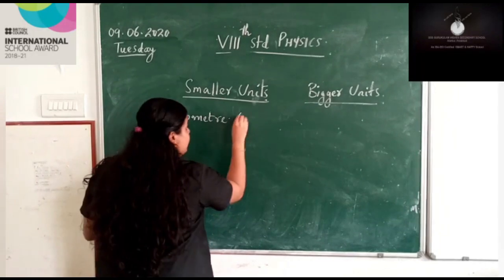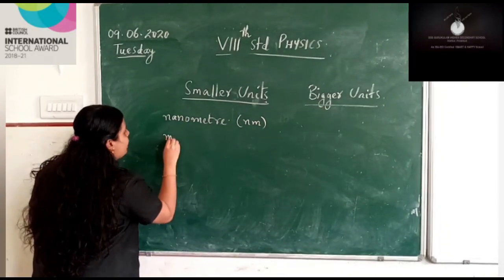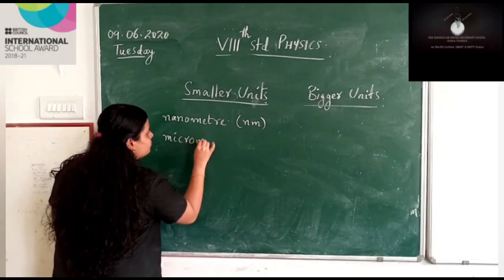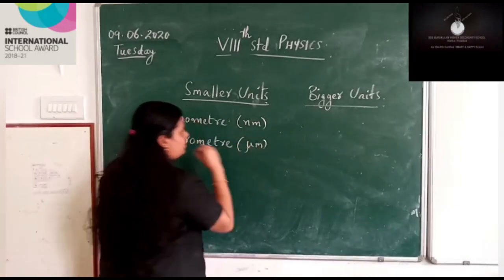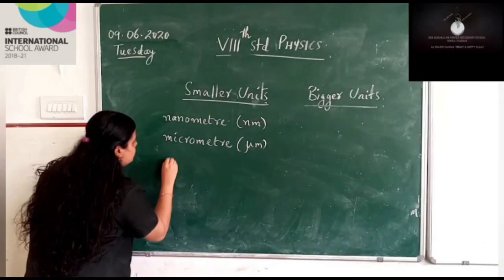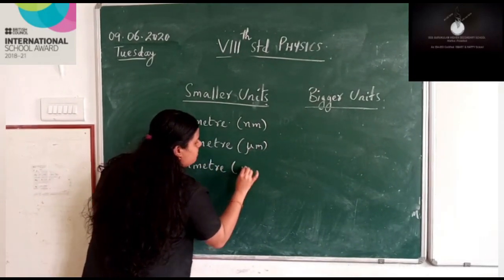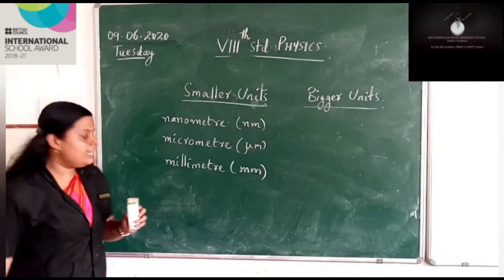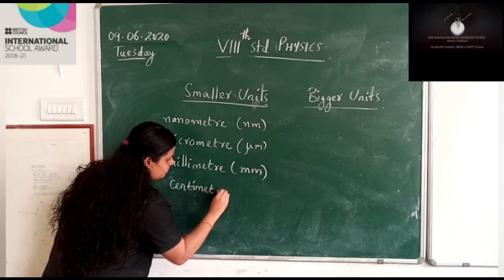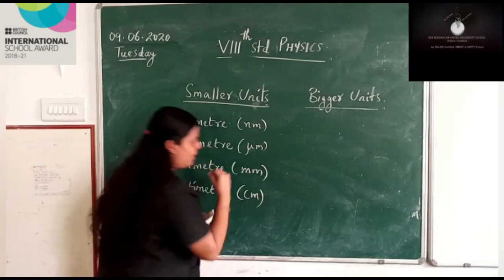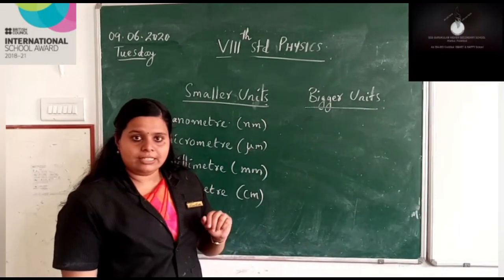What about its symbol? nm. Then after that, micrometer. What about its symbol? Like this. Now the third one is millimeter, represented by mm. And finally, centimeter, represented by cm. Now what about the bigger units of length?